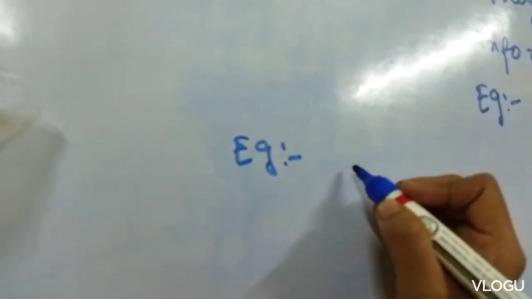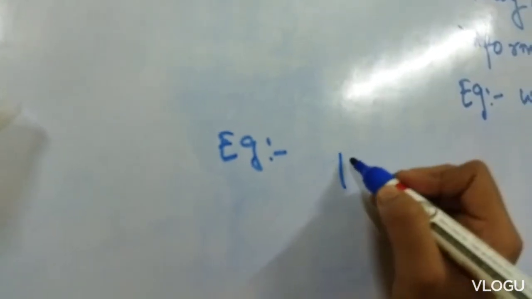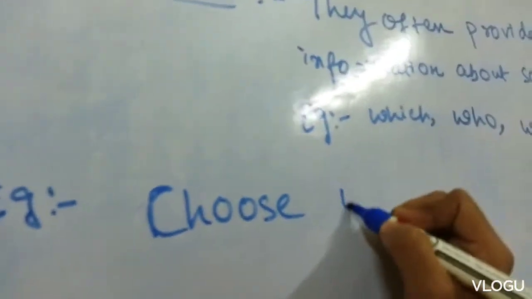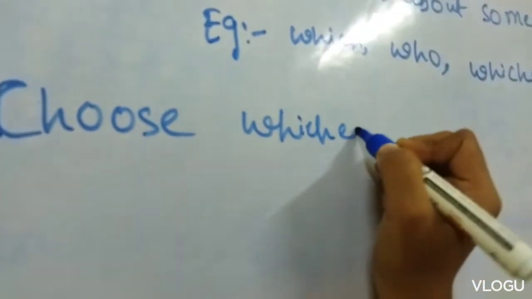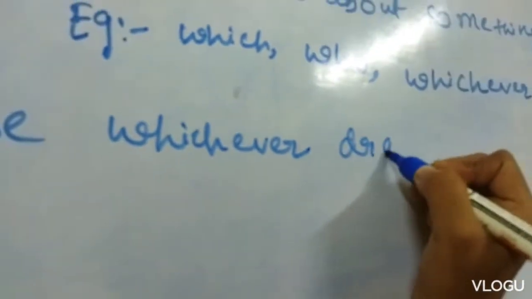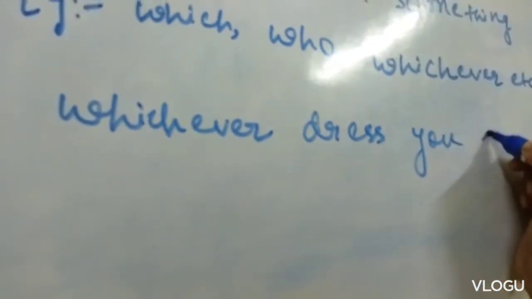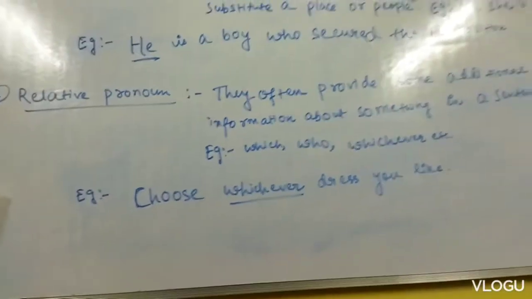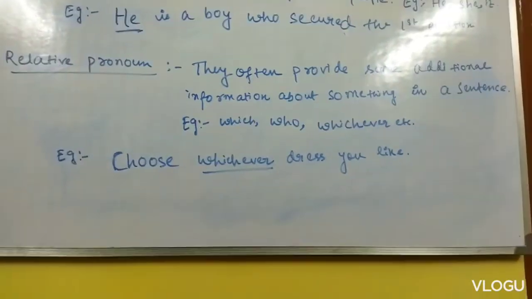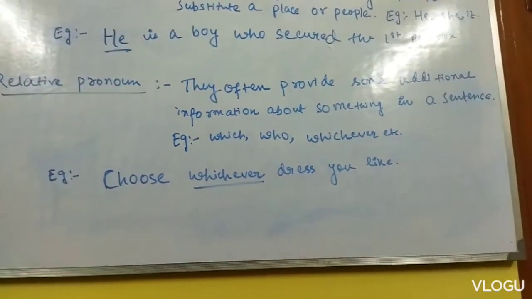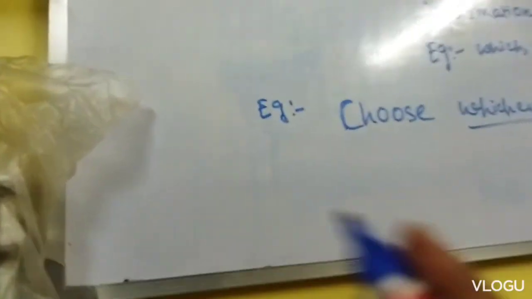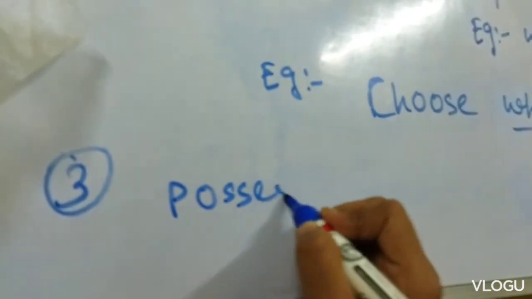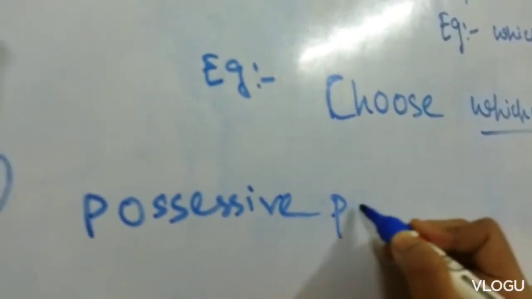Okay, let us take one sentence as an example. We can say that, choose whichever dress you like. So here whichever is giving something in detail about the dress that I will choose. So it is a relative pronoun. Okay. Now comes the third one, the possessive pronoun.